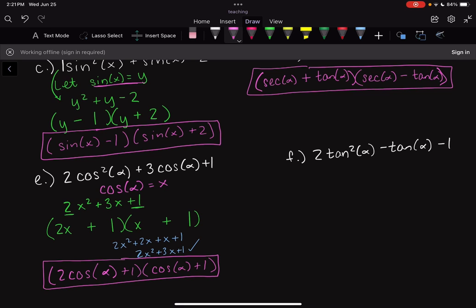Now, in a normal class, I really probably would not be showing this many examples, but because it's online, I get to show you a little bit extra.